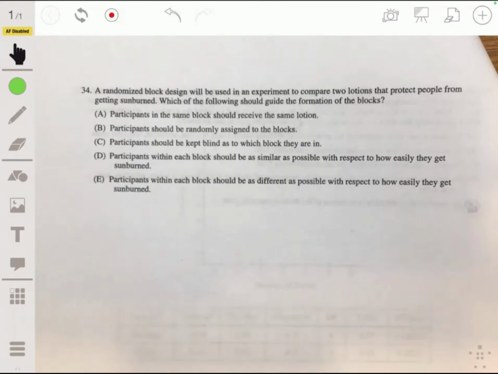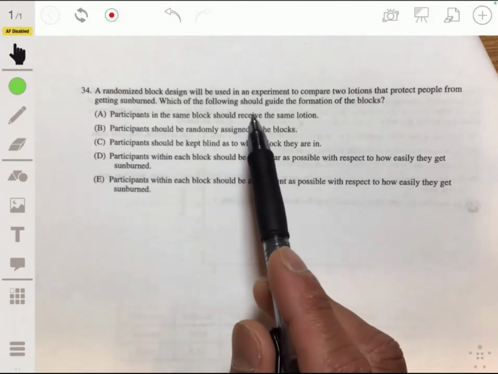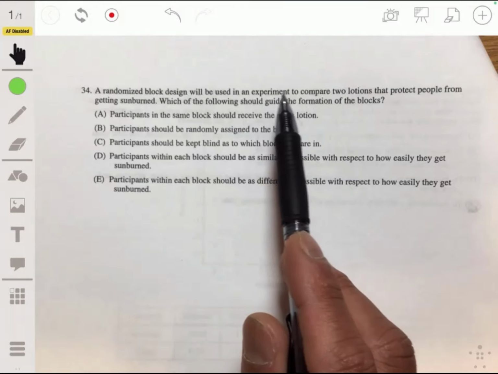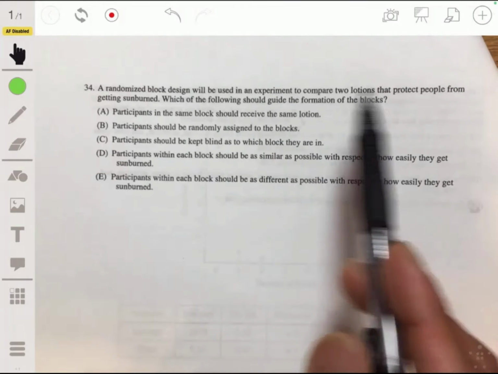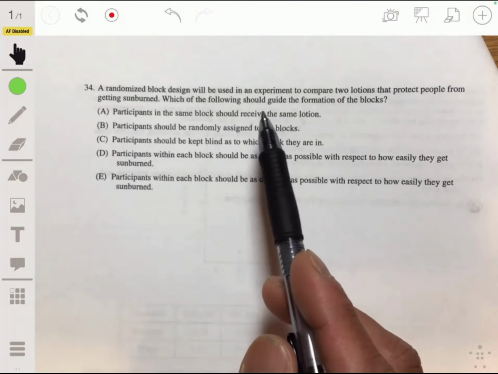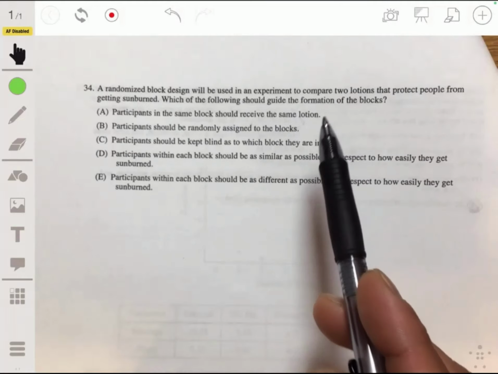(34) A randomized block design will be used in an experiment to compare two lotions that protect people from getting sunburned. Which of the following should guide the formation of the blocks?